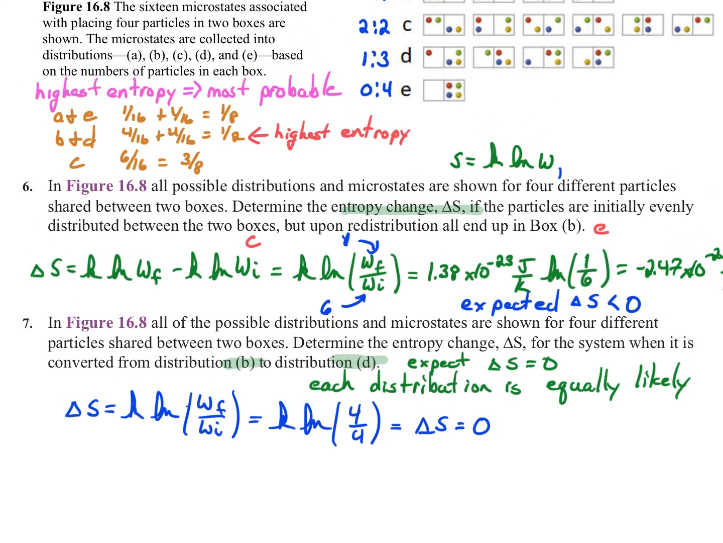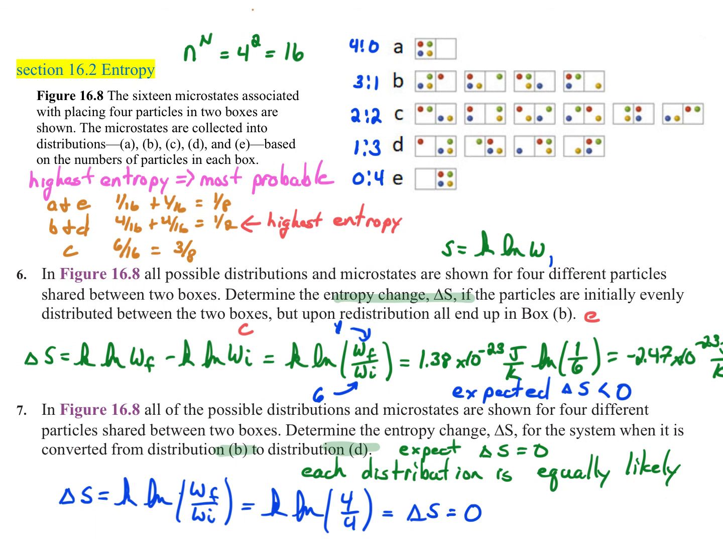Let's remind ourselves, we go back up here. B and D are equivalent distributions. They're both equally probable, so there's no change in entropy.